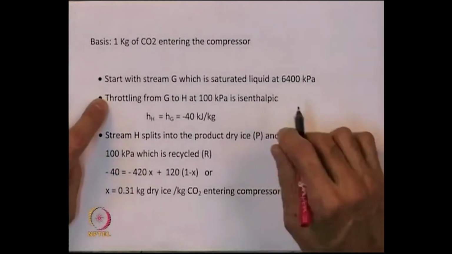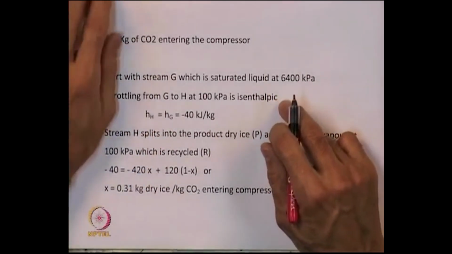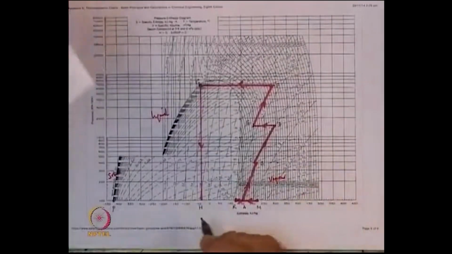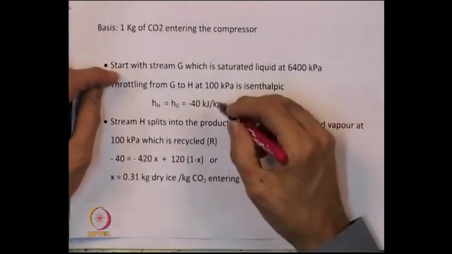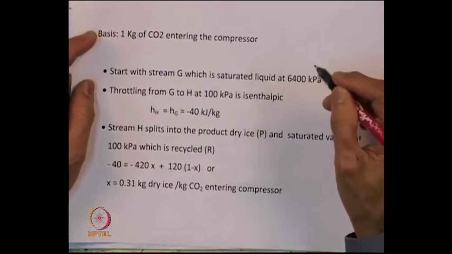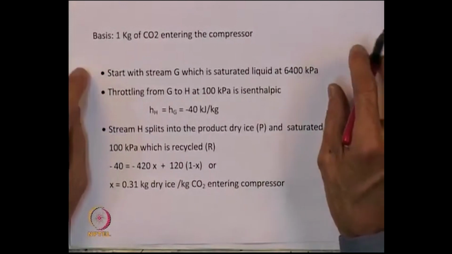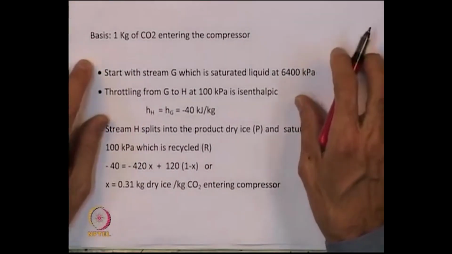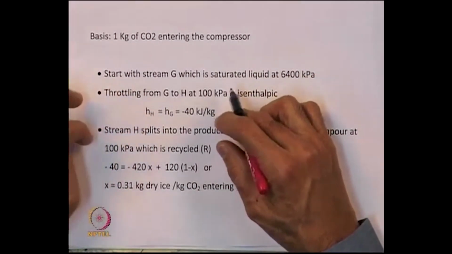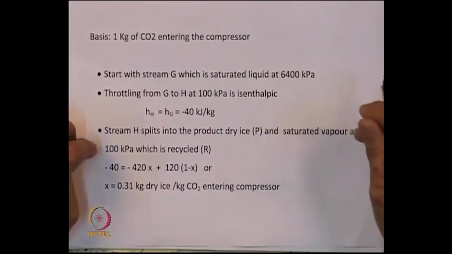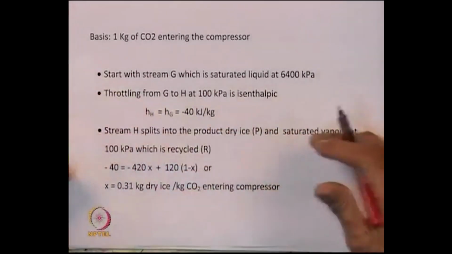From G I go to H, what I need to know is the enthalpy there, this is isenthalpic. You can read H of G which is equal to H of H on the diagram. In the diagram it is about minus 40 kJ per kg. I have not been very careful in reading these numbers, you can do a more accurate job, but I want to illustrate how this calculation is done. So, you go from G to H at 100 kPa, and the enthalpy is minus 40. This stream H splits into a product ice and saturated vapor, and all this is isobaric.